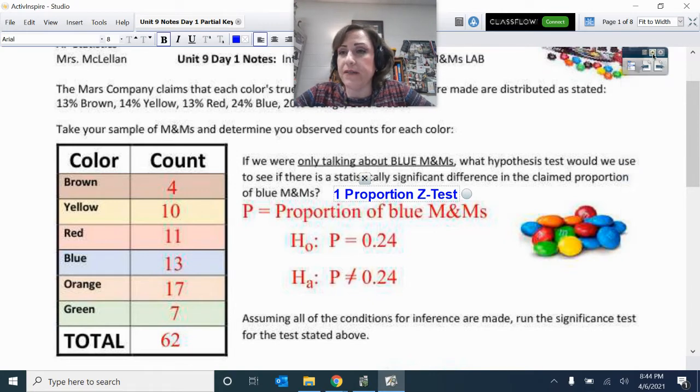And we would start it off saying that p equals the proportion of blue M&Ms. Our null hypothesis would be that p is 0.24 because that was the claimed 24%. And then alternatively, we're just seeing if there's a difference. So that's why I did a not equal to. Okay, so let's go do that for the blue M&Ms. I got 13 of them. So let's see what would happen.